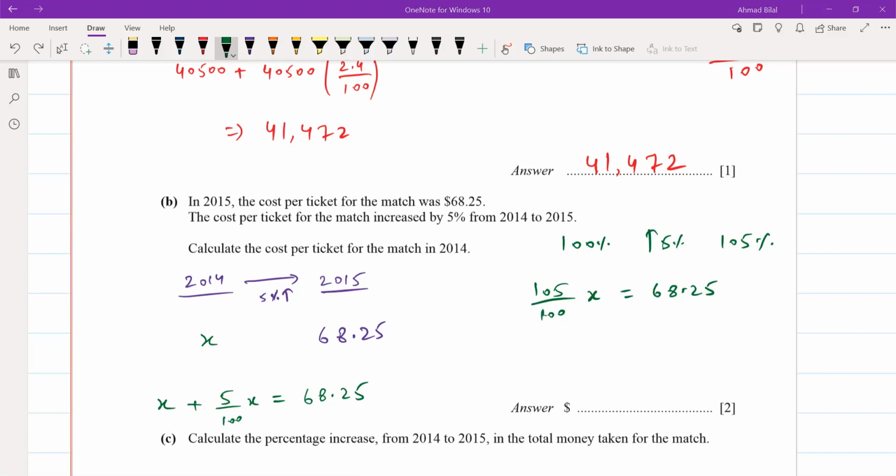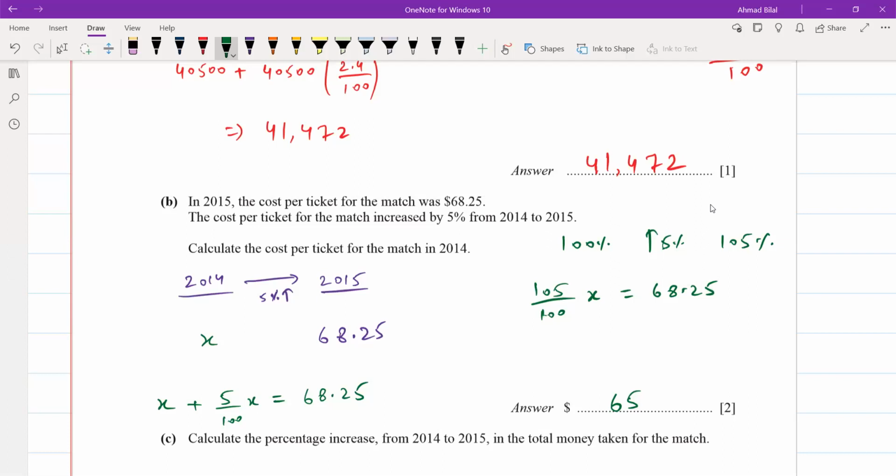Yes, Minal, this is May-June 2016, paper 2, variant 2. So what do we get here? What is the value of x, the 2014 amount? To calculate this, what do we get? Anyone? Okay, so that's $65 exactly. Yes, we get 65 from here. So that's your final result here.